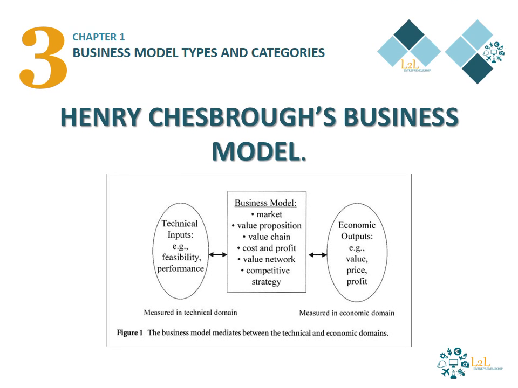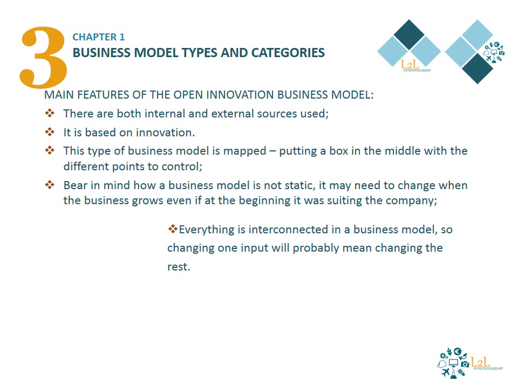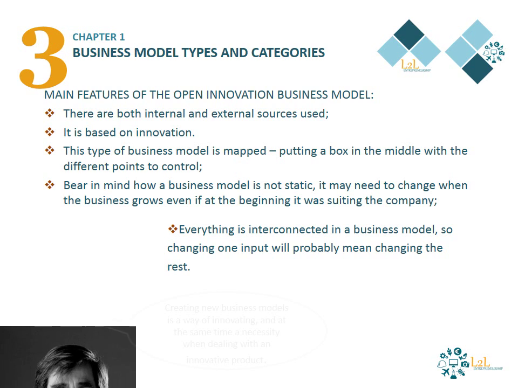Henry Chesbrough's business model. The main features of the open innovation business model: both internal and external sources are used, and it is based on innovation. These types of business models are mapped by putting a box in the middle of the different points to control. Bear in mind that a business model is not static. It may need to change when the business grows, even if at the beginning it suited the company. Everything is interconnected in a business model, so changing one input will probably mean changing the rest.